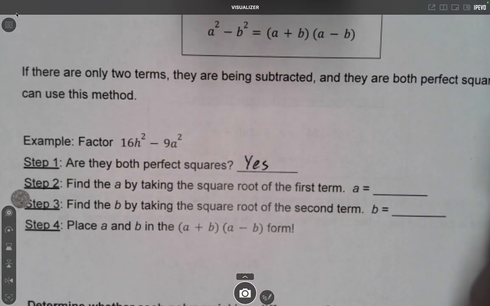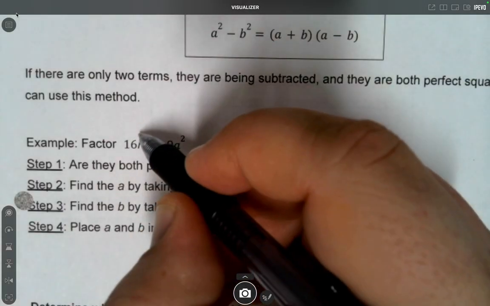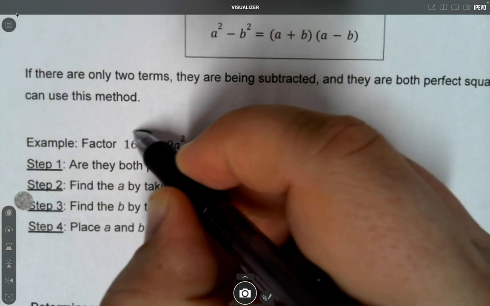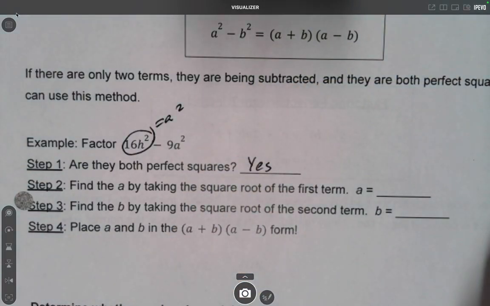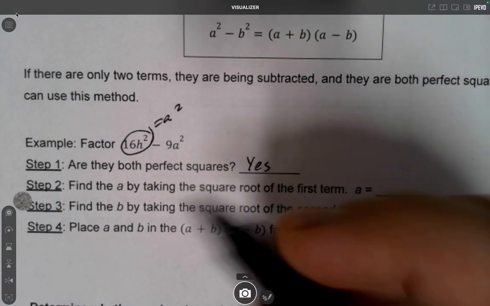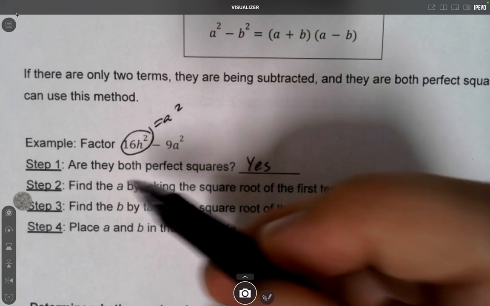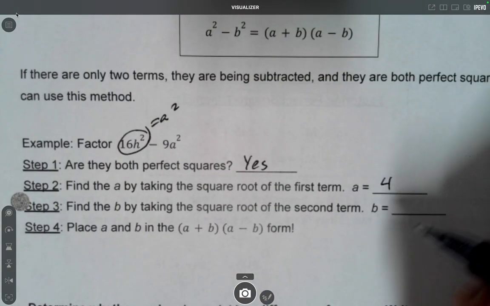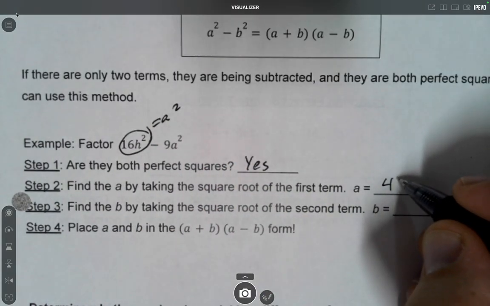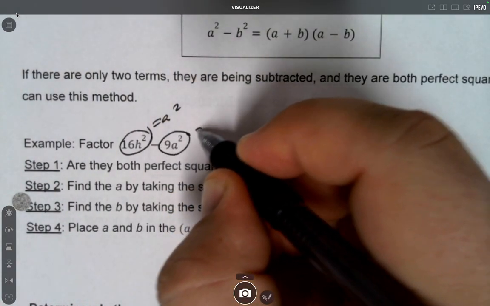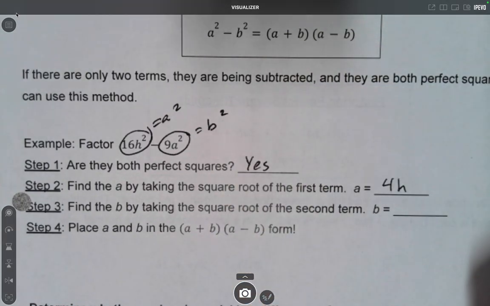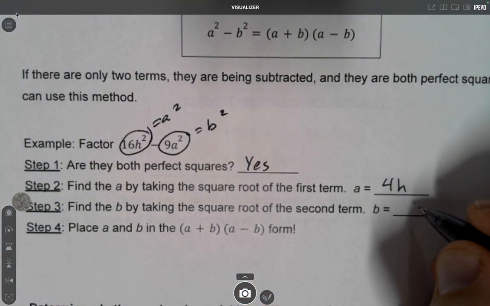Then it says find the a. Remember, this includes the whole thing. So this whole thing is a squared. Find the a by taking the square root of that term. So we take the square root of both 16, which is 4, and h squared, which is h. Then we take the square root of the second term, so that whole thing is b squared. The square root of 9 is 3, the square root of a squared is a.